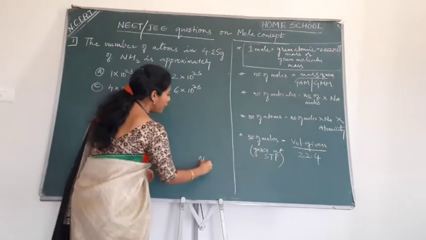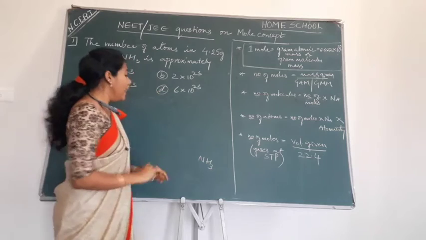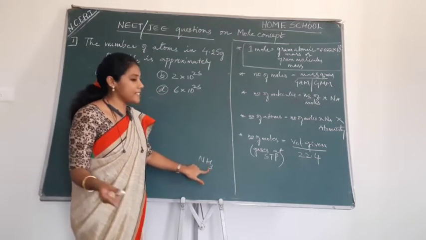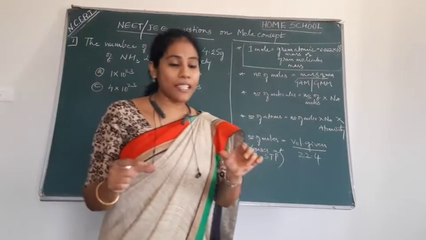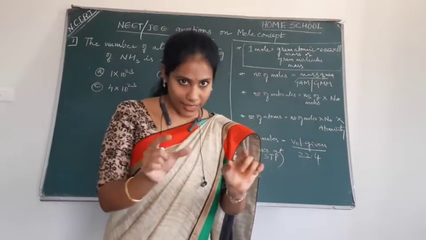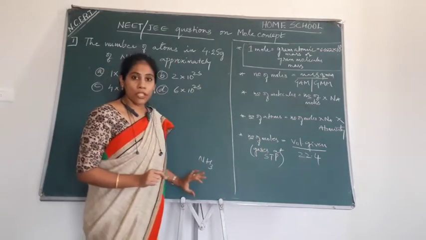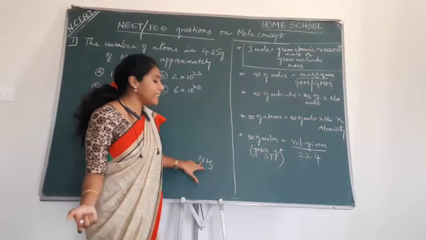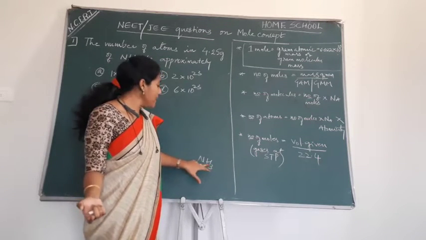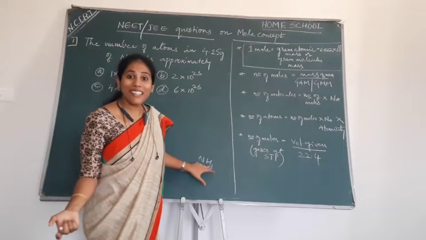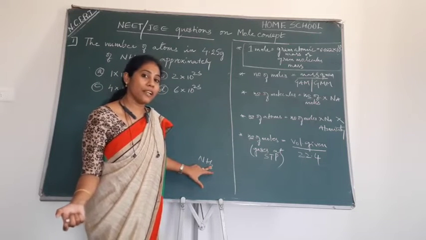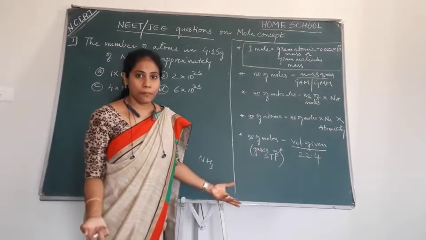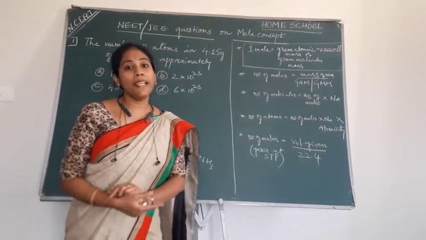Say for example, you have NH3. What is the atomicity of hydrogen? It is 3. Atomicity is nothing but the number of atoms of one particular element that is present in a molecule. So here the atomicity of nitrogen is 1. There is only 1 atom of nitrogen in ammonia. The atomicity of hydrogen is 3. There are 3 atoms of hydrogen in ammonia. So what is the total number of atoms? 3 plus 1, 4. So this is what we mean by atomicity.